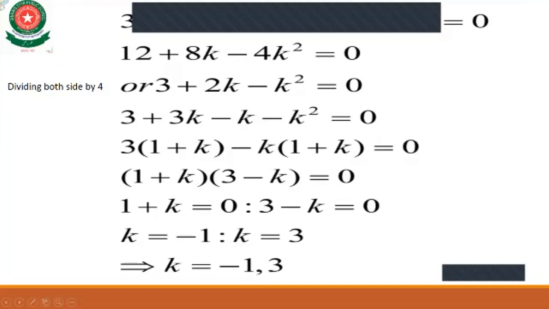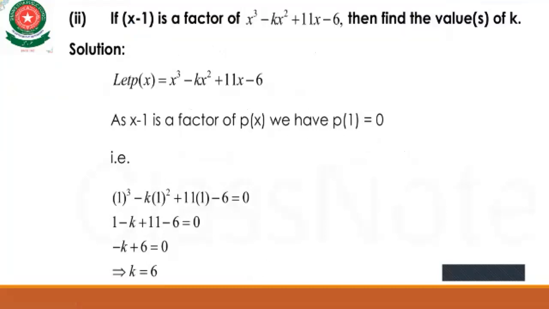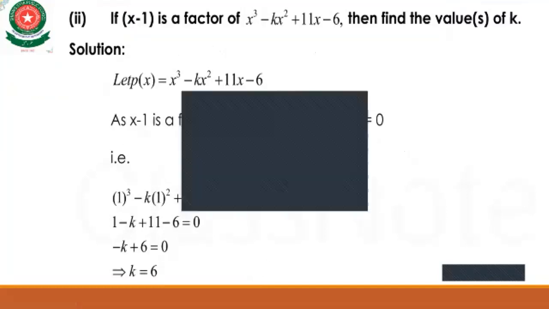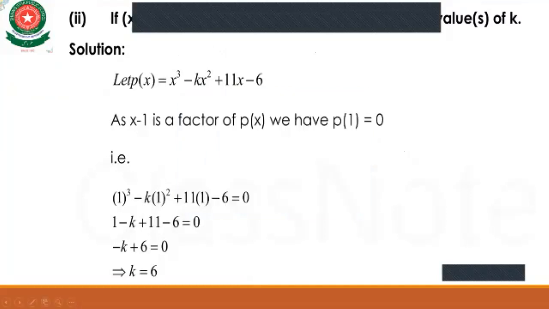That is our last question of today's lecture. When x minus 1 is a factor of the given expression, then find the values of k. Let p of x be equal to x cube minus kx square plus 11x minus 6. As x minus 1 is a factor of the given expression, the value of x is equal to 1. We have to put x equal to 1.